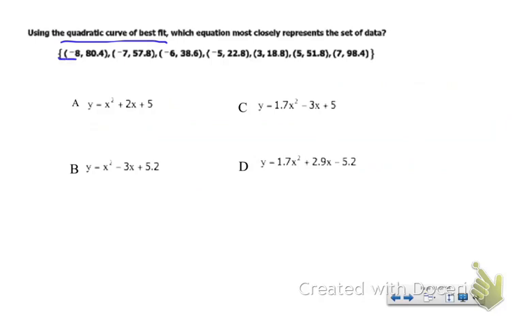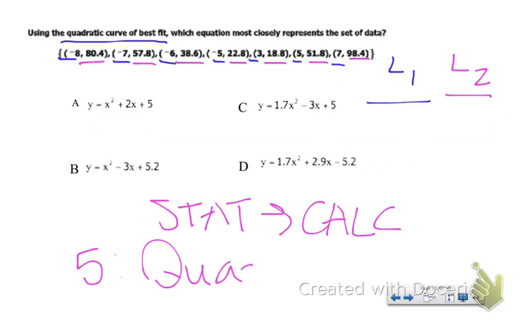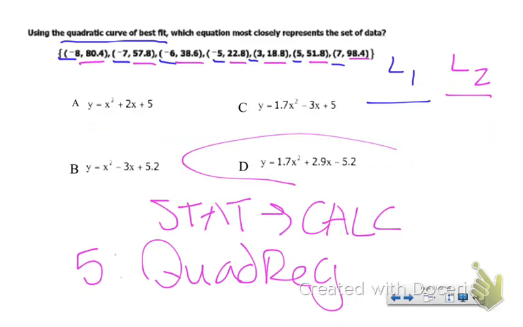So you are going to type all of the x values into list 1 and all of the y values into list 2. And then remember, that's stat edit, then you're going to go to stat calc, quadratic regression. So that is number 5, quad reg. Okay, and on the screen, remember, it's going to tell you A, B, and C. So it says A is 1.7, B is 2.9, and C is negative 5.2. So that has to be letter D.